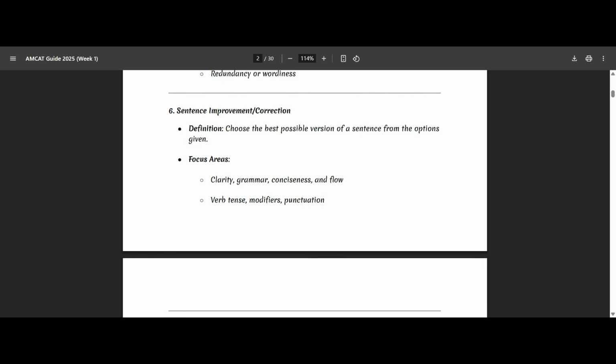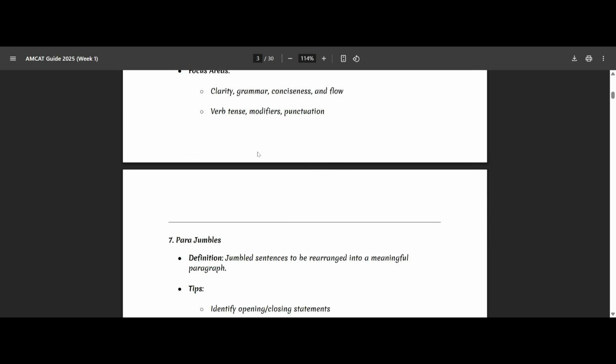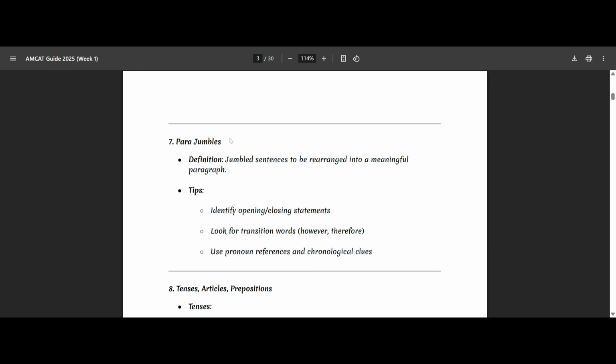Sentence improvement or correction: choose the best possible version of a sentence from the options given. Okay, we'll see that. Para jumbles: jumbled sentences to be rearranged into a meaningful paragraph.